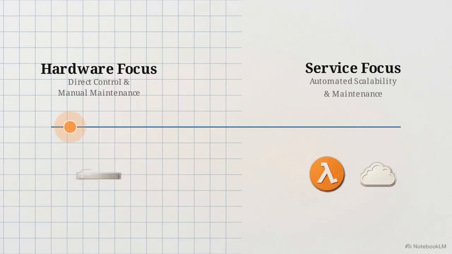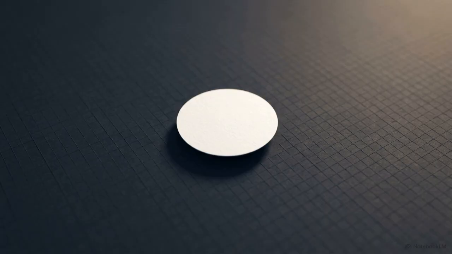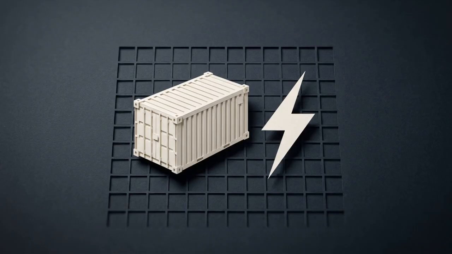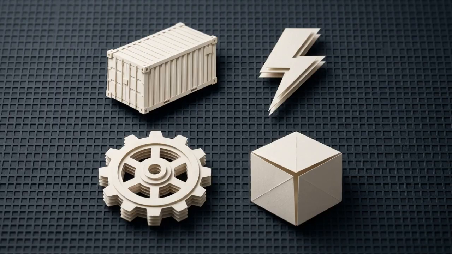To reduce that overhead, AWS provides a compute abstraction spectrum. Moving along this spectrum allows you to trade direct infrastructural control for automated scalability and maintenance. This creates several specialized alternatives: Docker containers, serverless functions, batch processing, and simplified virtual private servers.